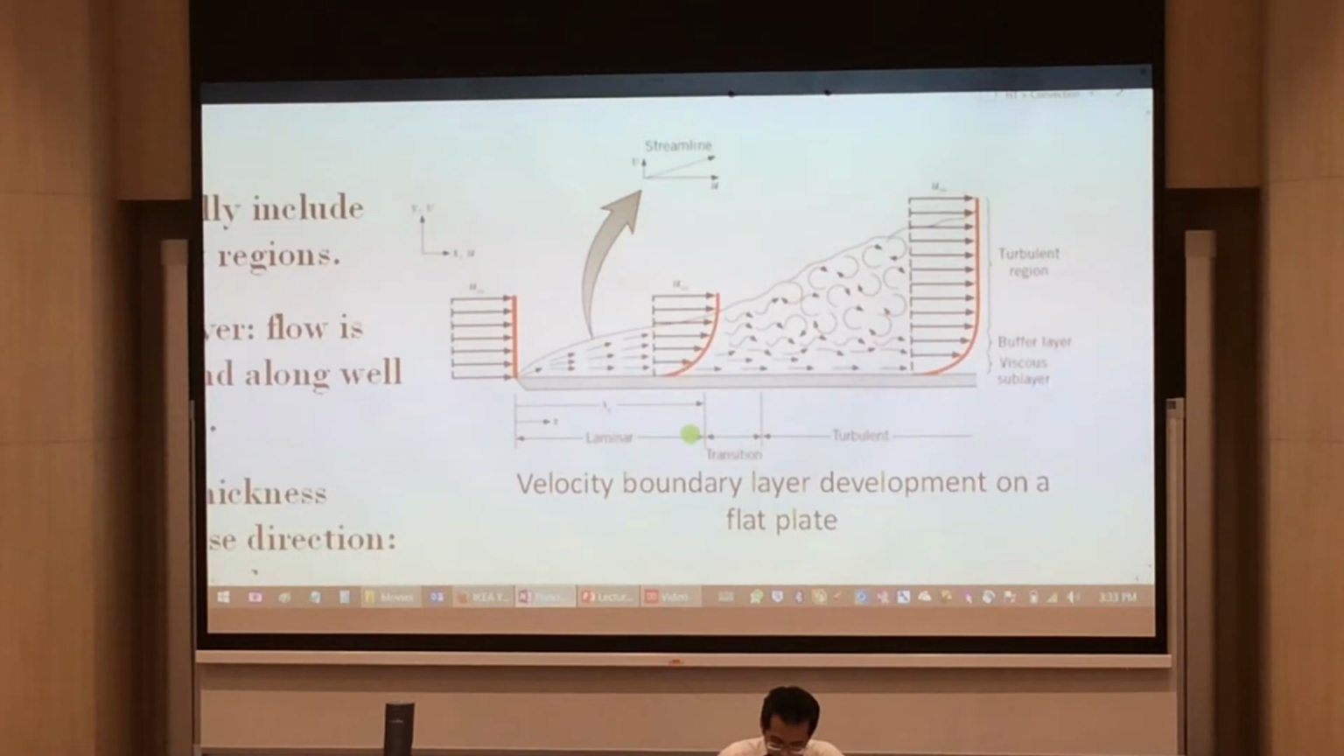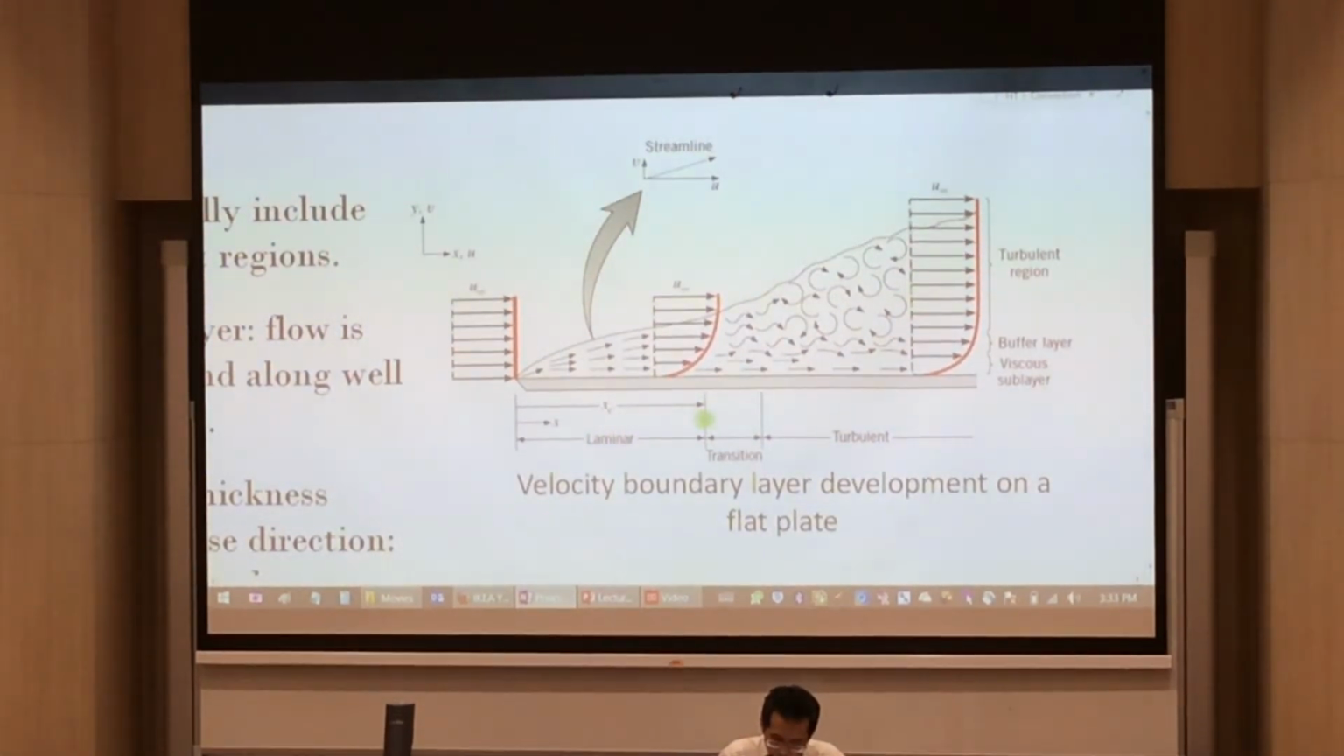Let me blow this up. So this part over here is your laminar flow. And there's a region that's called transition, where it transits from laminar flow into turbulent flow. And over here, everywhere else, you have turbulent flow.